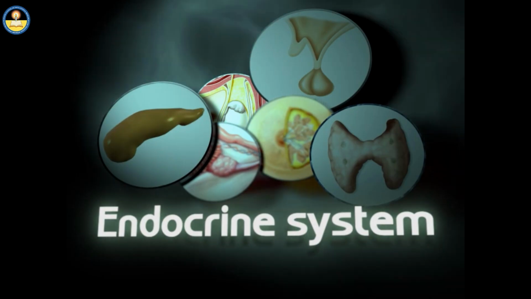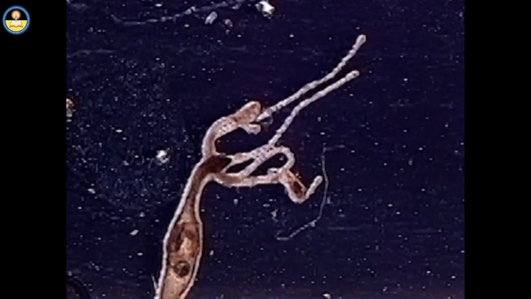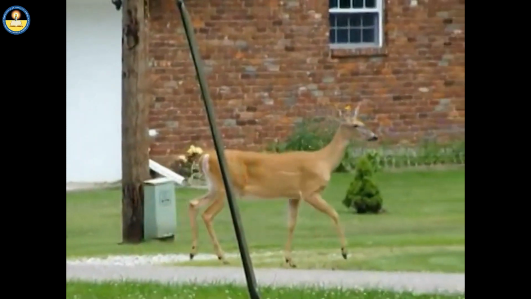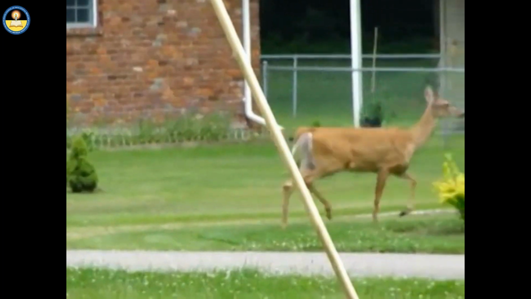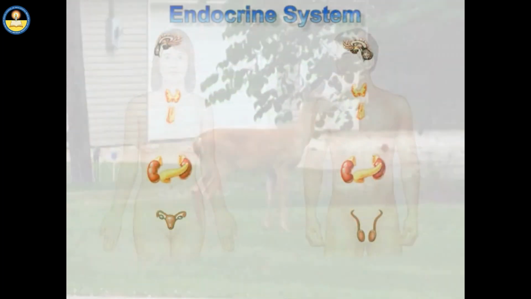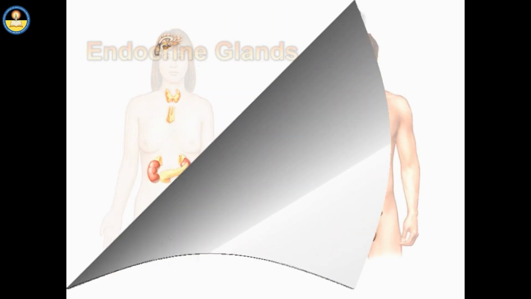Endocrine system. The survival of all living organisms depends on sensing and responding to the changes taking place in the surroundings. The endocrine system is responsible for communicating, controlling, and coordinating various functions of the body. It functions along with other systems present in our body.